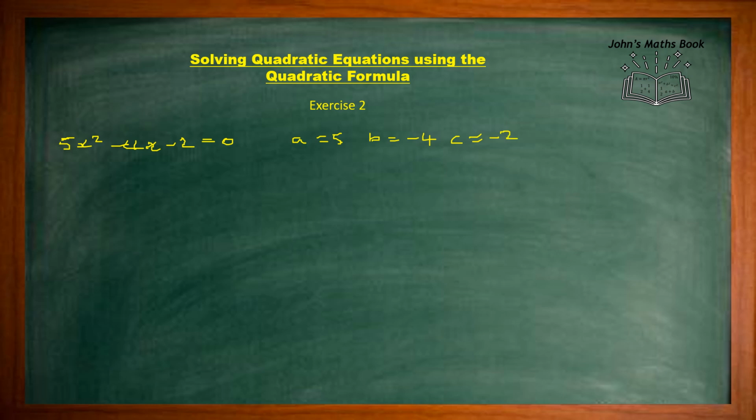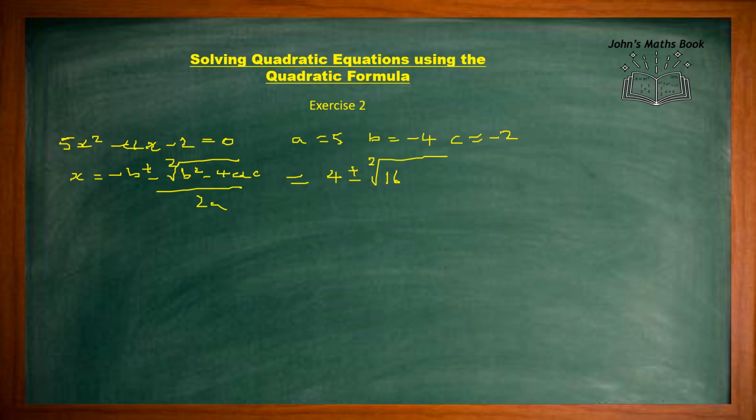So the quadratic formula is x equals minus b plus or minus square root b squared minus 4ac divided by 2a. So if we put our values of a, b and c into the formula, we get, so minus b, so b is minus 4, so minus and minus is a plus, so it's 4 plus or minus square root. So b squared, so minus 4 times minus 4 gives 16.